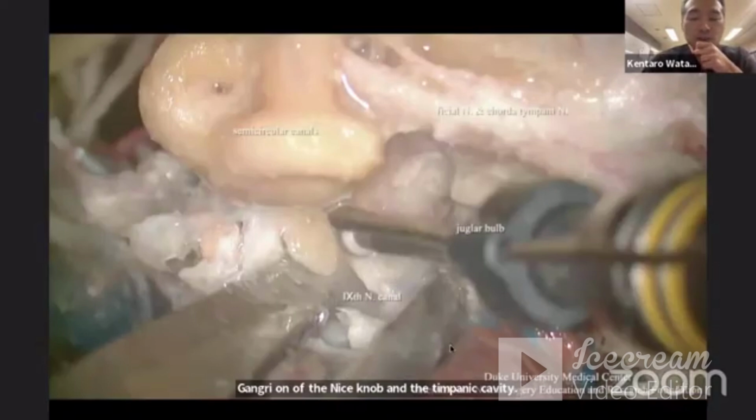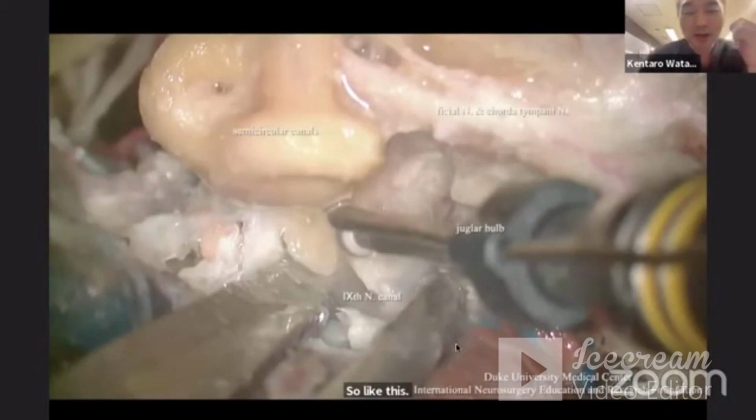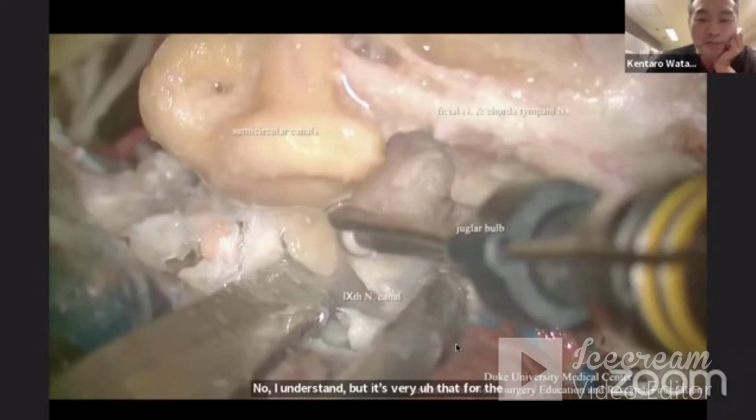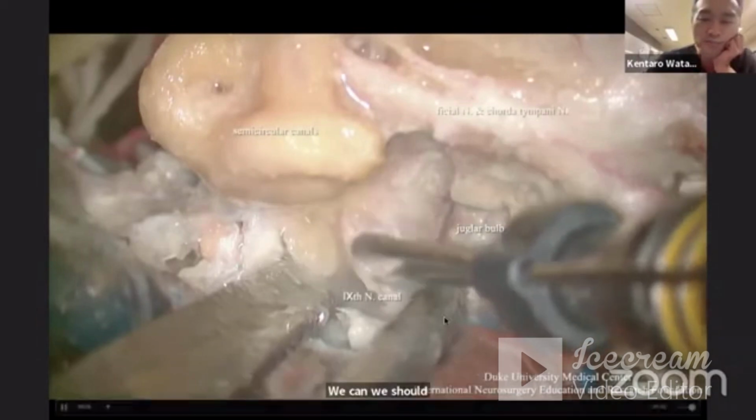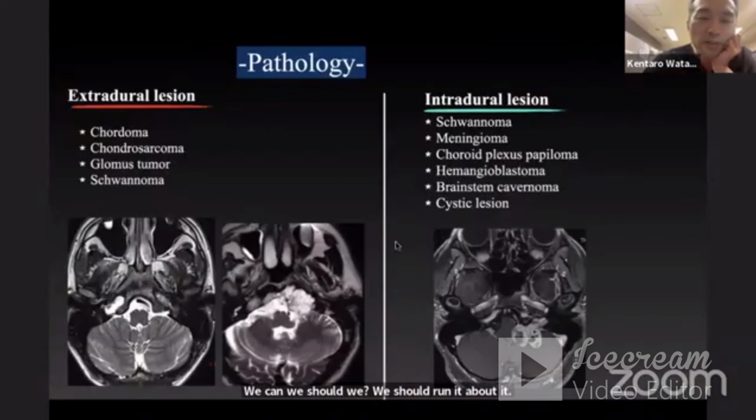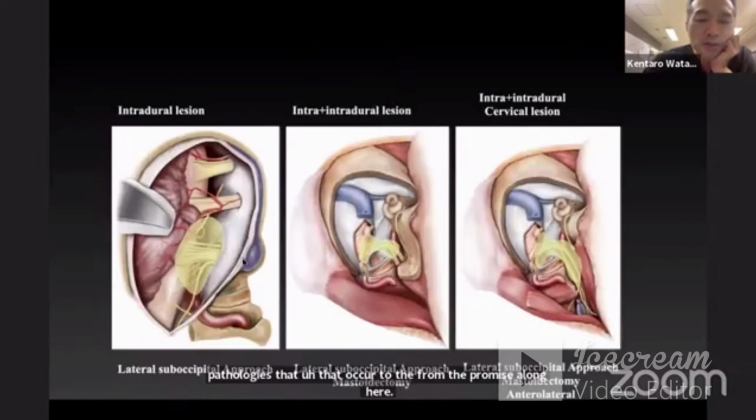These are very small nerves, but this nerve is very important for ENT surgeons. For neurosurgeons, maybe we don't need this information, but if you want to know the complex anatomy around the jugular foramen, we should learn about it. There are several pathologies that occur from the jugular foramen, so it depends on the location and the extension of the tumors.